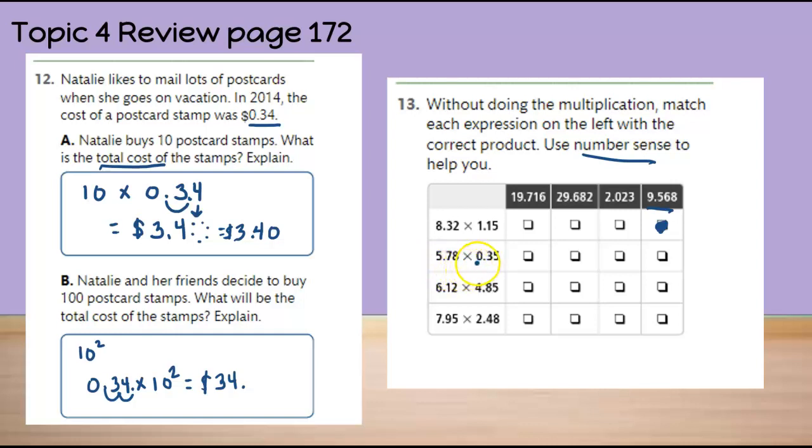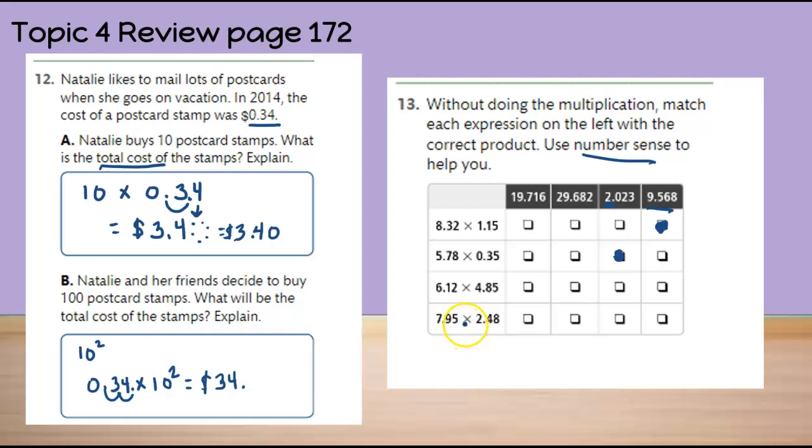5 times 0 is 0. Which product up here is closest to 0? 2 is. So I know that this one's going to be my answer. 6 times 4, I know, is 24. So I'm going to go with the one that's closest to 24. Well, I say that. There's 2 options left. There's 19 and then there's 29.